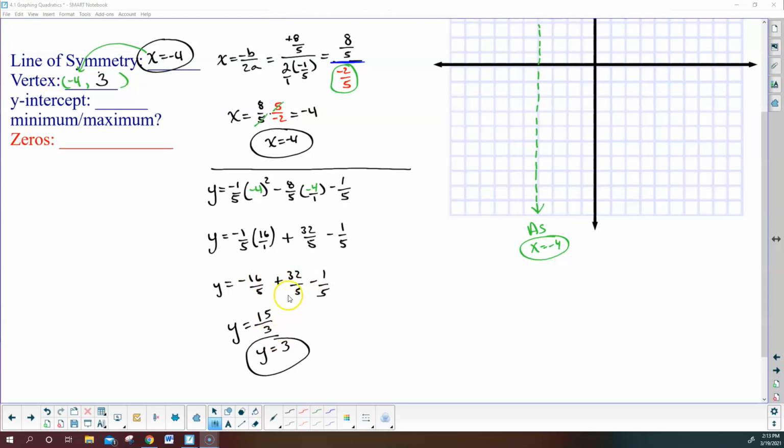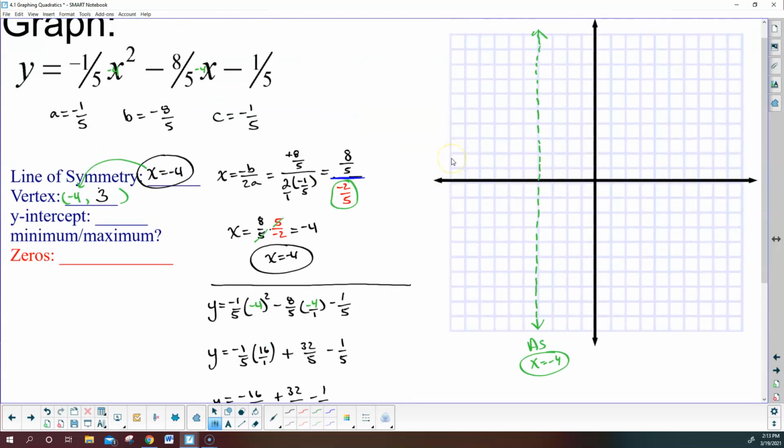Whoops. And this is 15 over 5. 15 over 5 is 3. So I now know my vertex, which is negative 4, 3. So I'll go over negative 4, up 1, 2, 3.